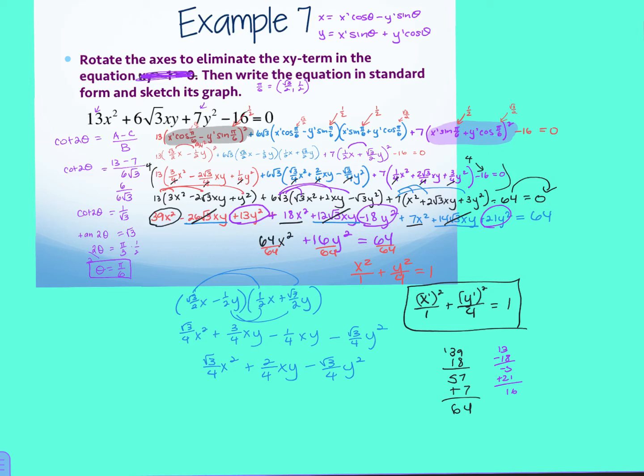All right, so just as a reminder of where we left off, we figured out the A, the C, the B. A is what's in front of the x squared, C is what's in front of the y squared, B is what's in front of the xy. And we said the cotangent of 2 theta equals A minus C over B. We got that the cotangent was equal to 1 over root 3. We flipped it so that it became the tangent. So tangent of 2 theta was equal to root 3.